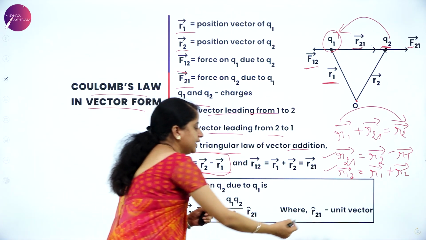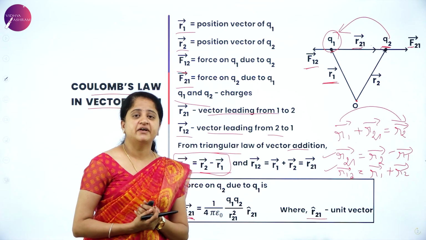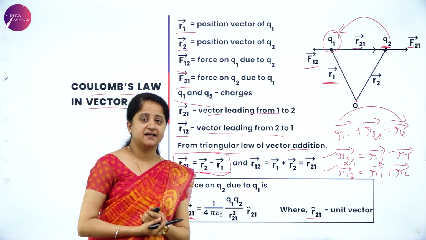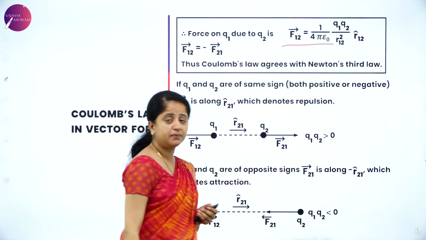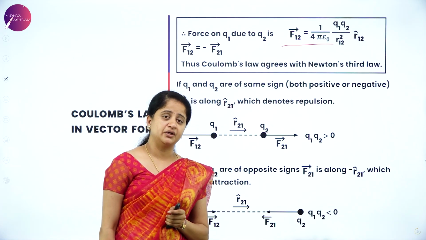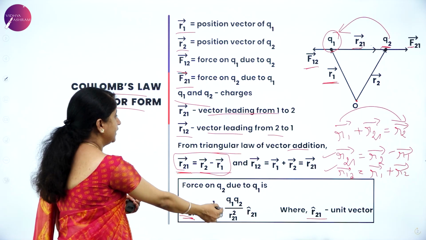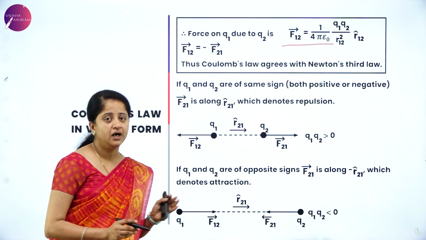So what is a unit vector? I have told you in the last class, a unit vector always represents the direction. Similarly, we can write the expression for F12, that is 1 by 4 pi epsilon naught Q1 Q2 divided by R12 square into R12 cap. Here R21 and R12 are the vectors leading from one point to another point.